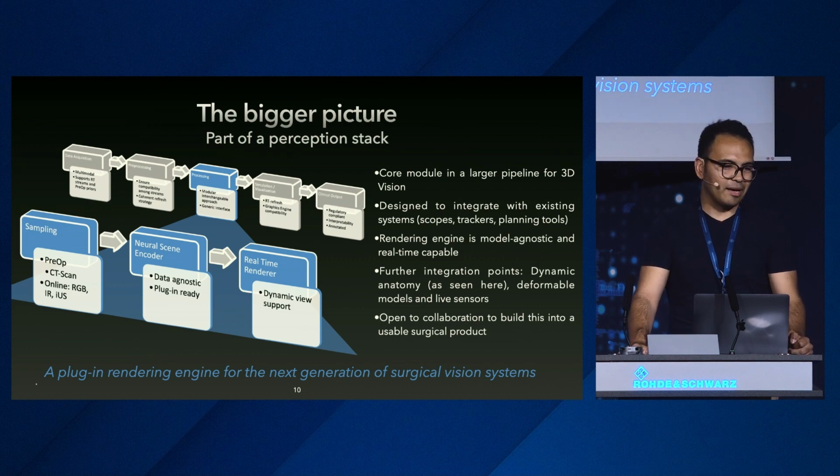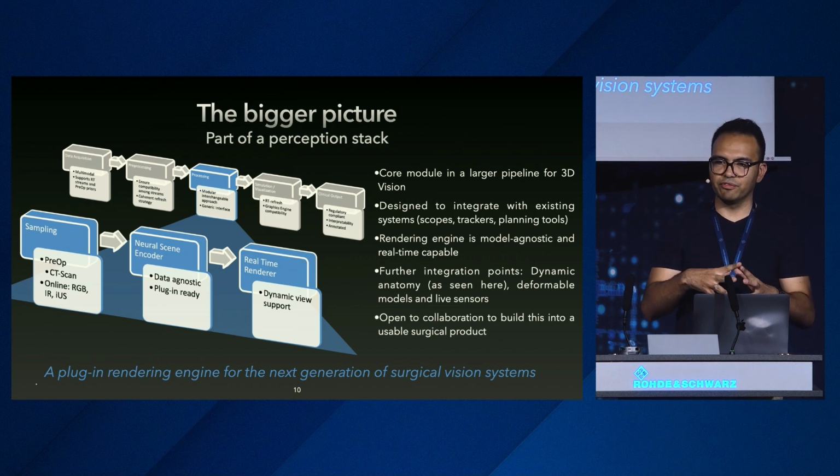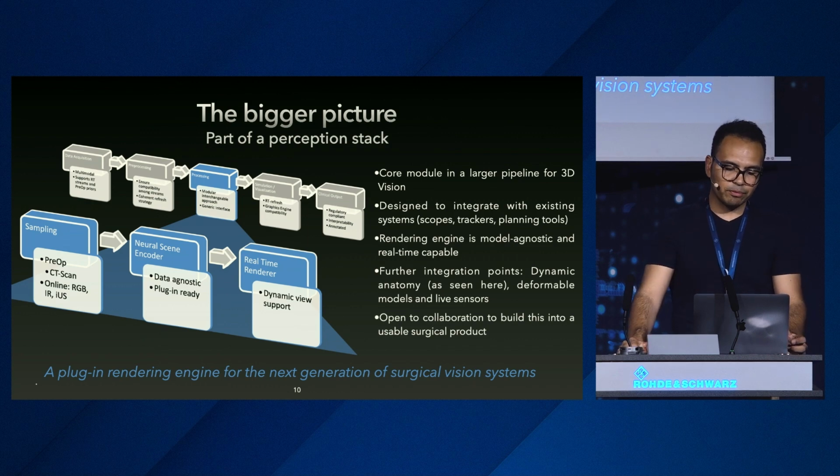But dynamic anatomy is very important. You already saw how this movement is evolving in time. But in principle, we want to be able to use any other kind of methods, for example, that allow us to elastically track how the organs are evolving in time. And this is basically one idea out of many. So I'm open to collaboration to build this into a usable surgical product.